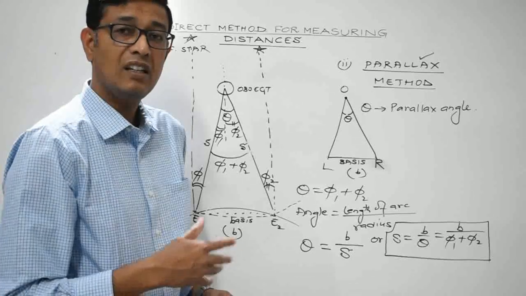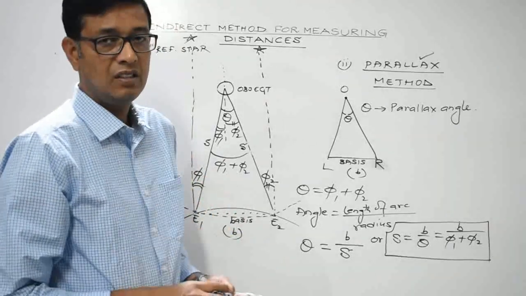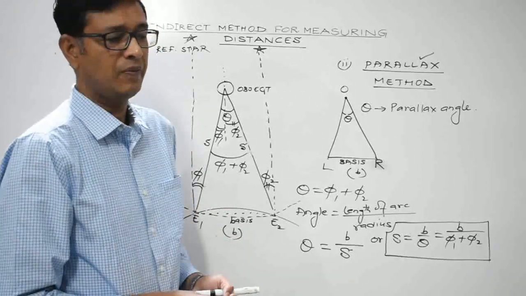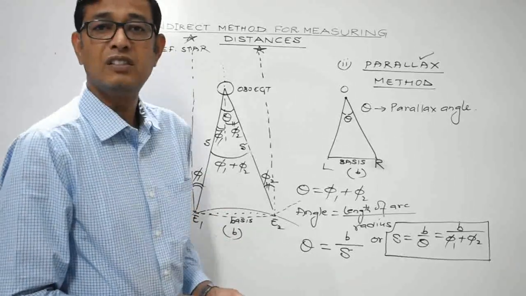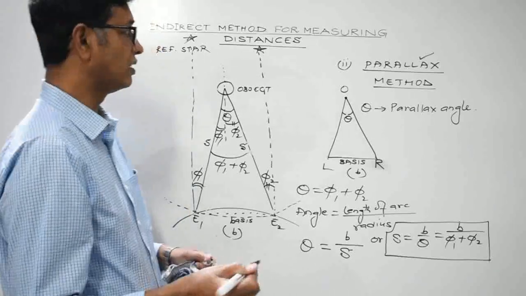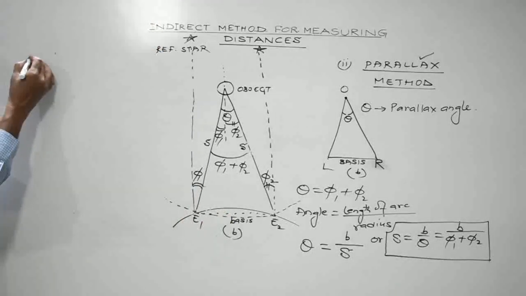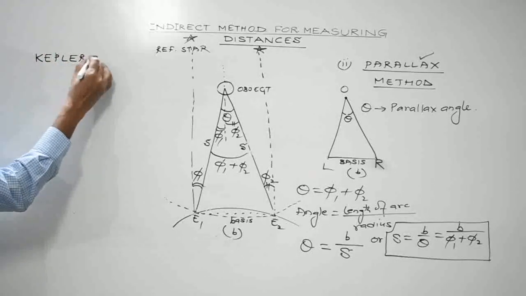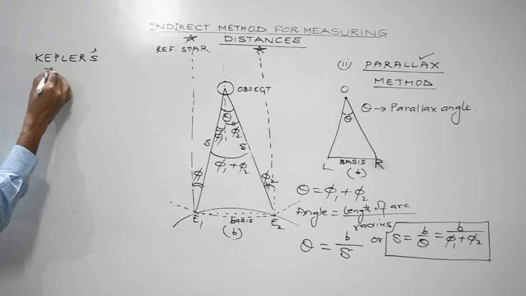So this is again an important indirect method to determine the distance of an astronomical object, right? There are some other methods as well, that also we will discuss. Next one is another indirect method, Kepler's third law.